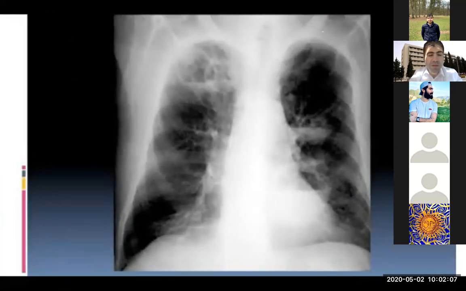So this is also another case. Who can describe this chest X-ray?